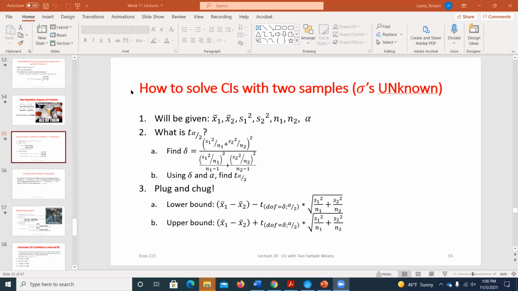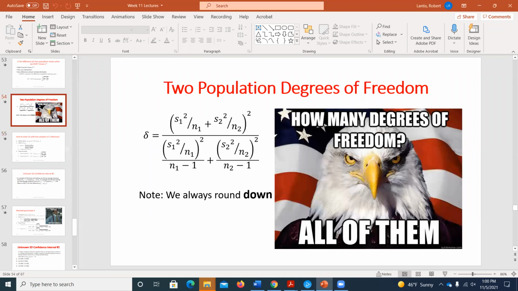All right. So we left off, I kind of introduced this idea of doing the difference in two populations, specifically thinking about means here.